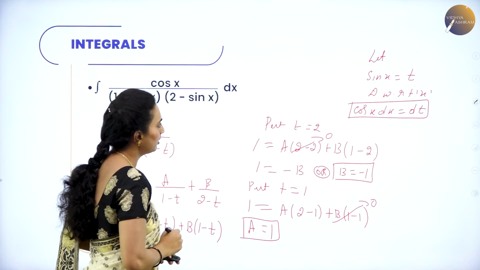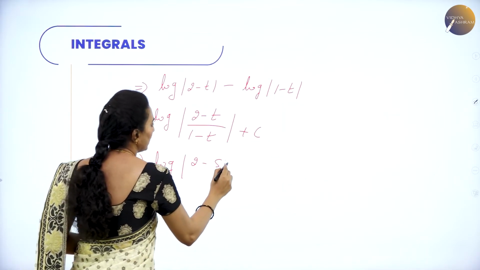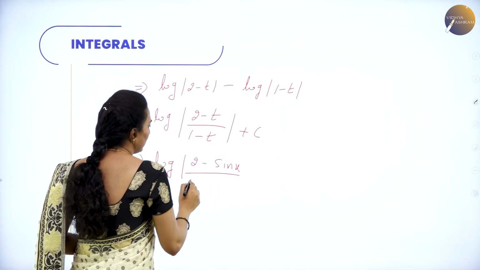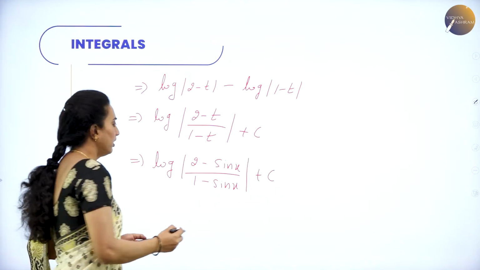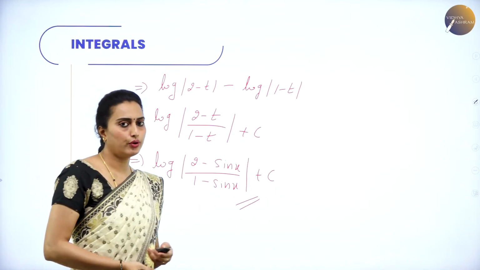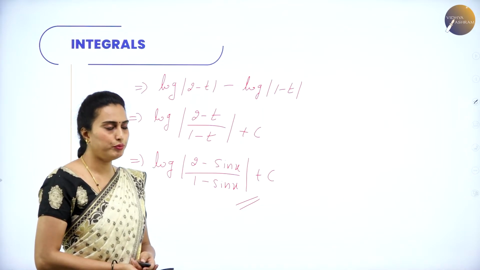Substituting back to t, where 2 minus t is nothing but sin x as you have substituted, t is sin x divided by 1 minus sin x plus c. And this is your final answer. You are going to get it as, dear students, I hope you got this one.